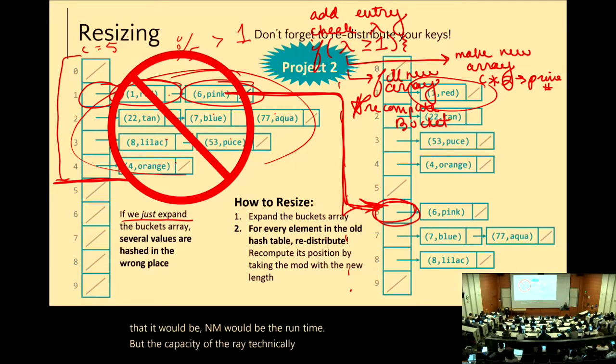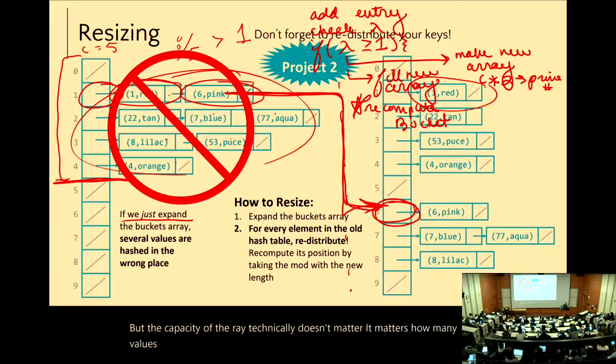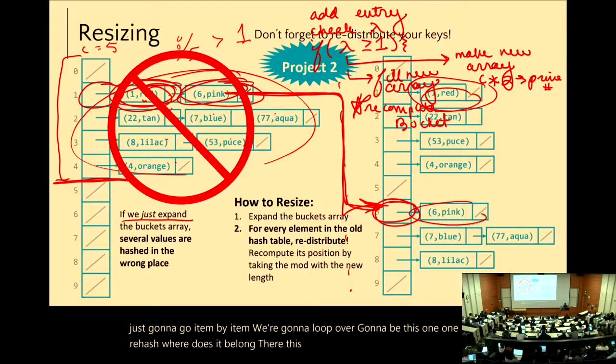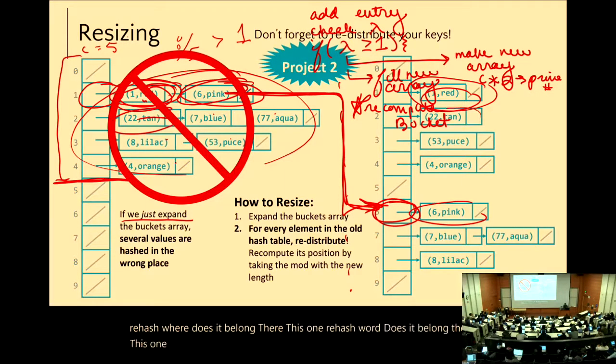It matters how many values are currently stored in there, because that movement of resizing, we're just going to go item by item. We're going to loop over and be like, okay, this one, rehash, where does it belong? There. This one, rehash, where does it belong? There. This one, rehash, where does that belong? There. So we're just going to go over the values of n in the resize.